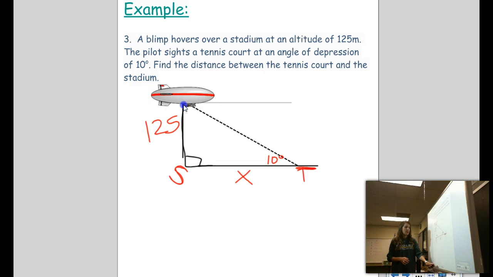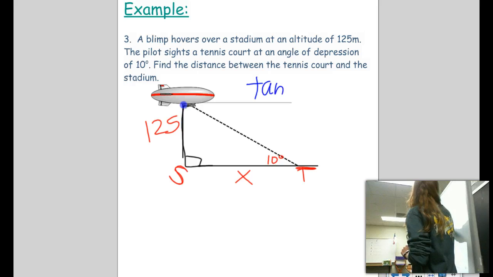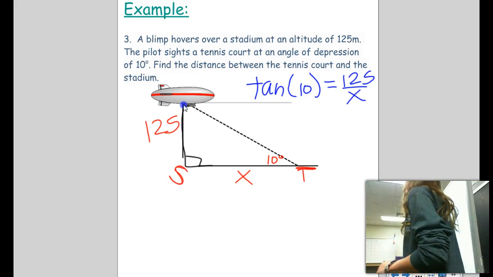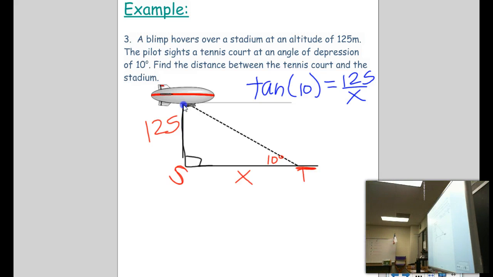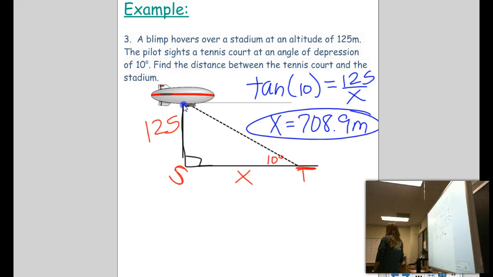Yeah. Tan again. Kenneth, are you going to do this one? Oh, it is Tanton. I did not do that on purpose, I really promise. Omar, multiply or divide? Denominator, divide. Awesome. 125 divided by tan 10. Matt, what do you get? 708.9 what units? Meters. That's how far away the stadium is from the tennis court.